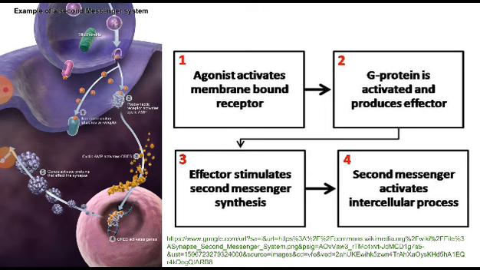So the agonist activates the membrane bound receptor, G protein is activated and produces the effector. What happens here is, the receptor in this particular example has one additional protein attached to it, and that additional protein is the G protein. Once the hormone or a drug binds to the receptor, it will activate that G protein, right? And then the G protein will activate the second messenger. Then the second messenger will activate further proteins to perform the action. So likewise the second messenger system works here.